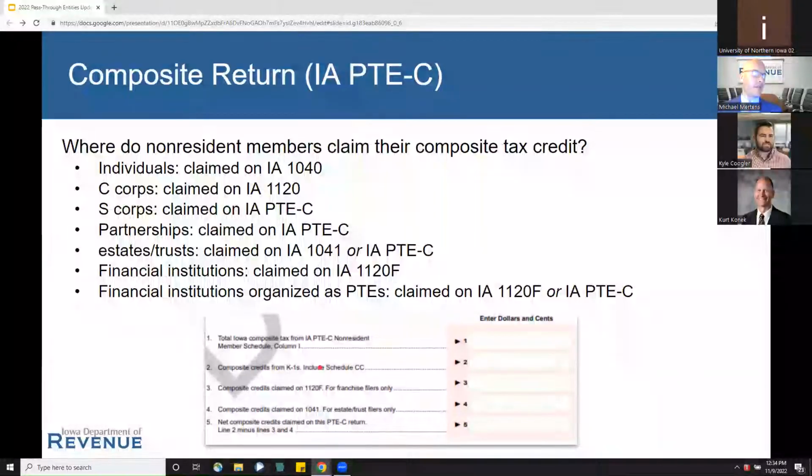these composite credit payments are taken into account. This is part of the composite return. The filing entity reports its total composite credits that it received, and then it backs out any composite credit that it claimed on either its franchise return or its 1041. So it's only claiming the net balance that it has remaining in those composite credits.